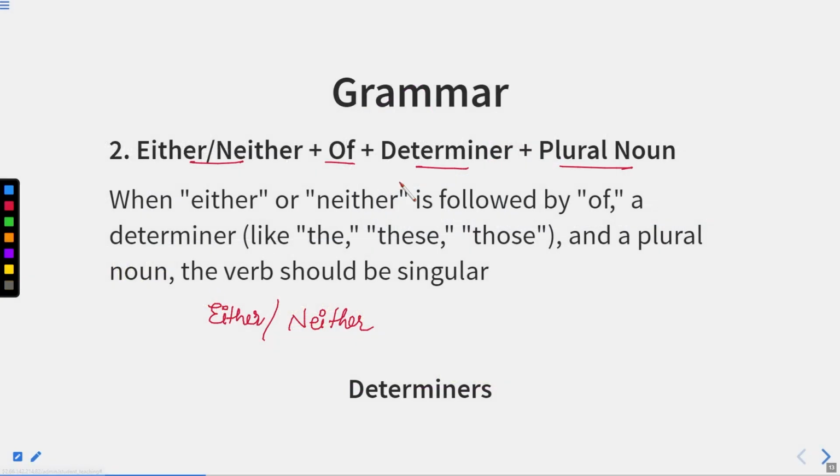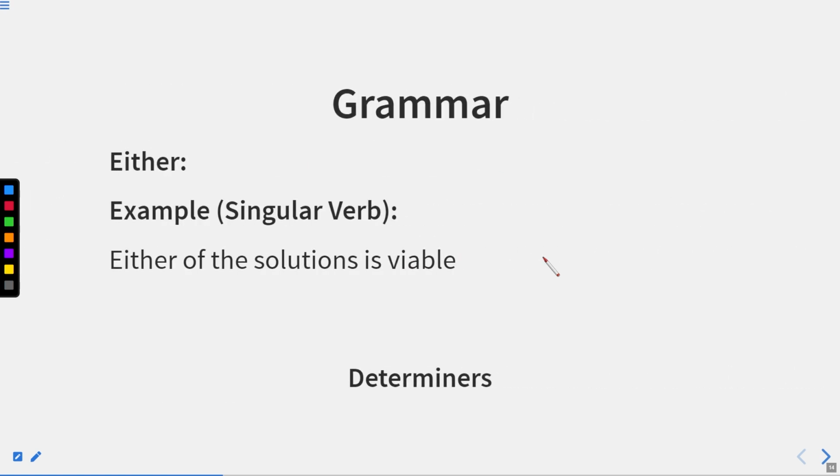So here we have: when either or neither is followed by of, a determiner like the, these, those, and a plural noun, the verb should be singular. For example, either of the solutions is viable. So in either of the solutions, the is the determiner and solutions is a plural noun, and is viable. So we are using a singular verb, a plural noun, and that is it.